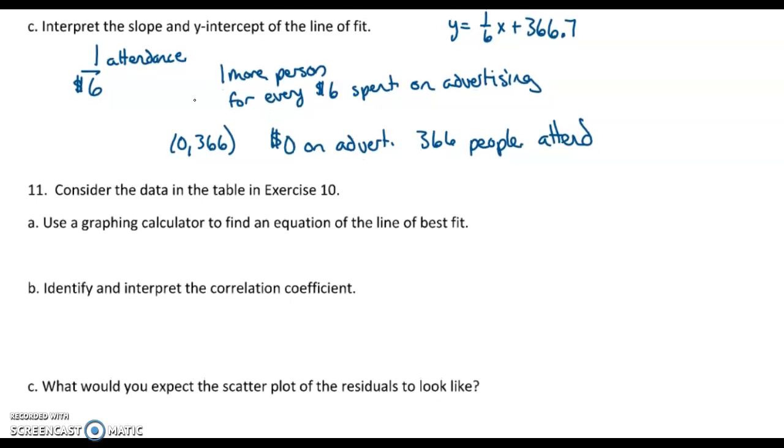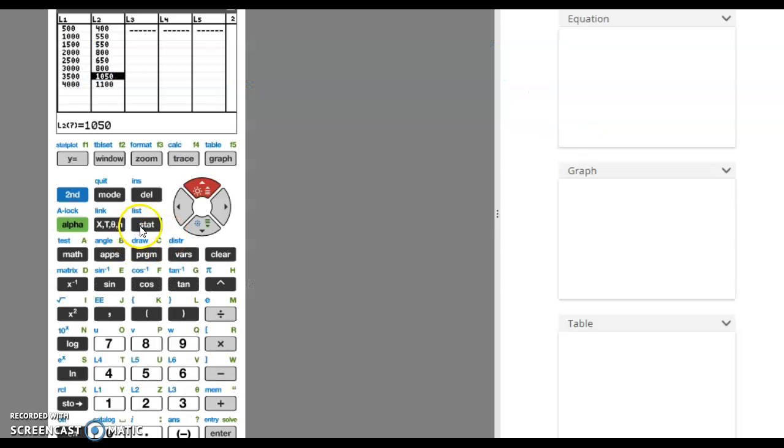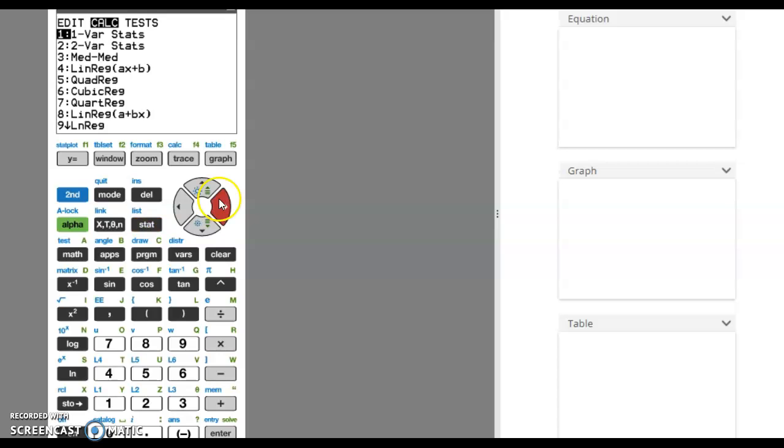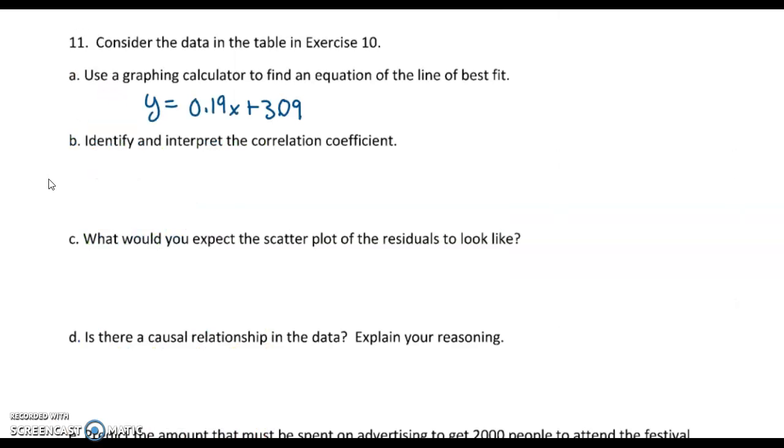Okay, this says, consider the data in the table in exercise 10. Use a graphing calculator to find the equation of the line of best fit. I'm going to pause and work my way through putting that in the table. Okay, so all my data's in, so I go stat, over to calc, and down to the 4th row, which is linear regression, and hit calculate. This will give me my equation. All right, so my equation is y equals 0.19x plus 309 if I round off.